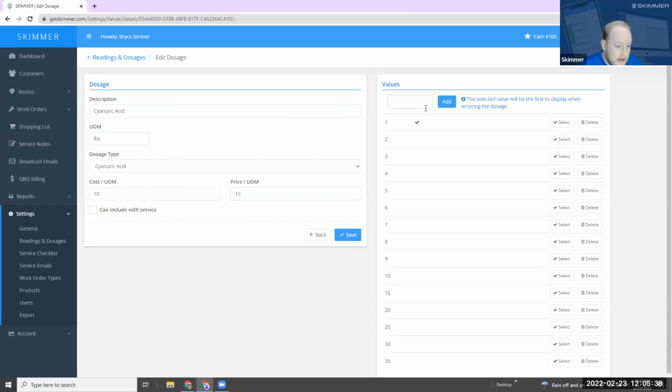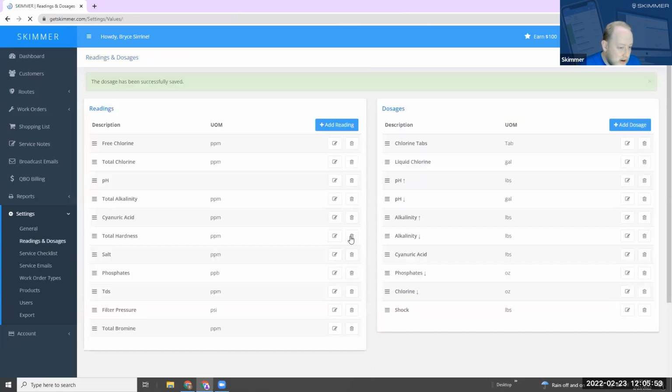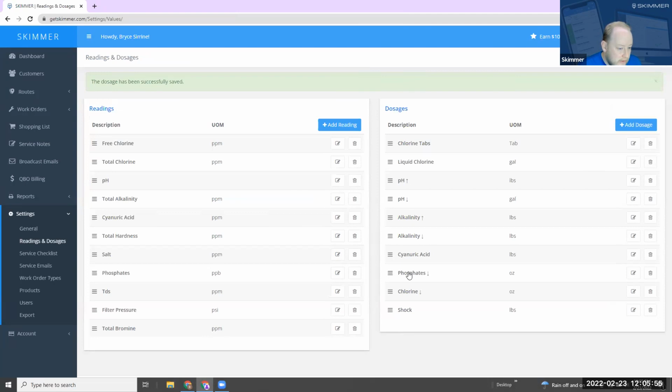On the right-hand side are the values that people can enter. So you just choose the same thing with those unit of measurements. That this would be 1 pound, or in this case, 9 pounds. So you just make sure you have all the correct values there. That's also a good way to limit what people use.